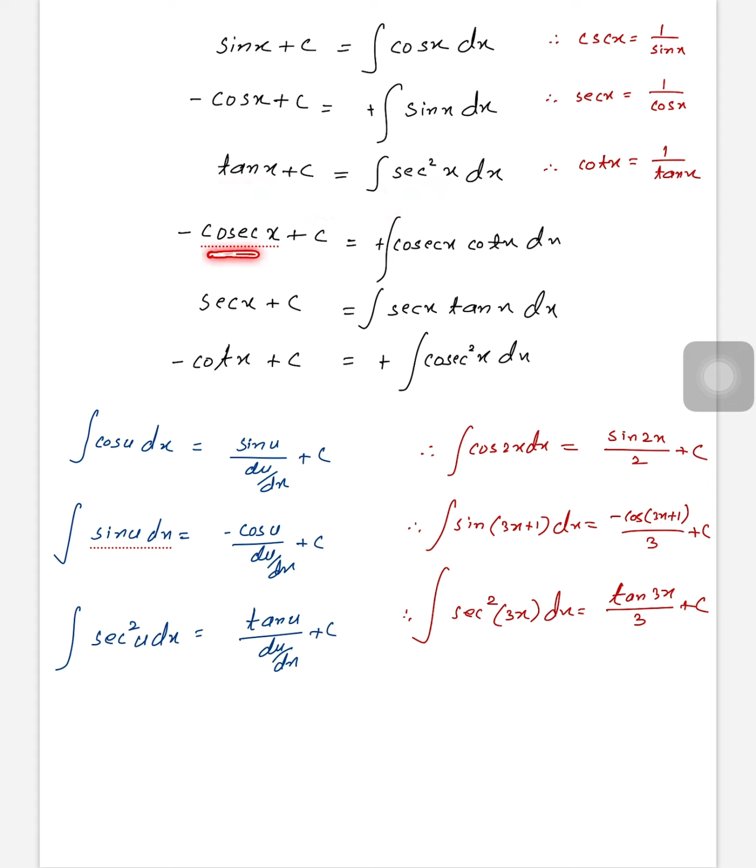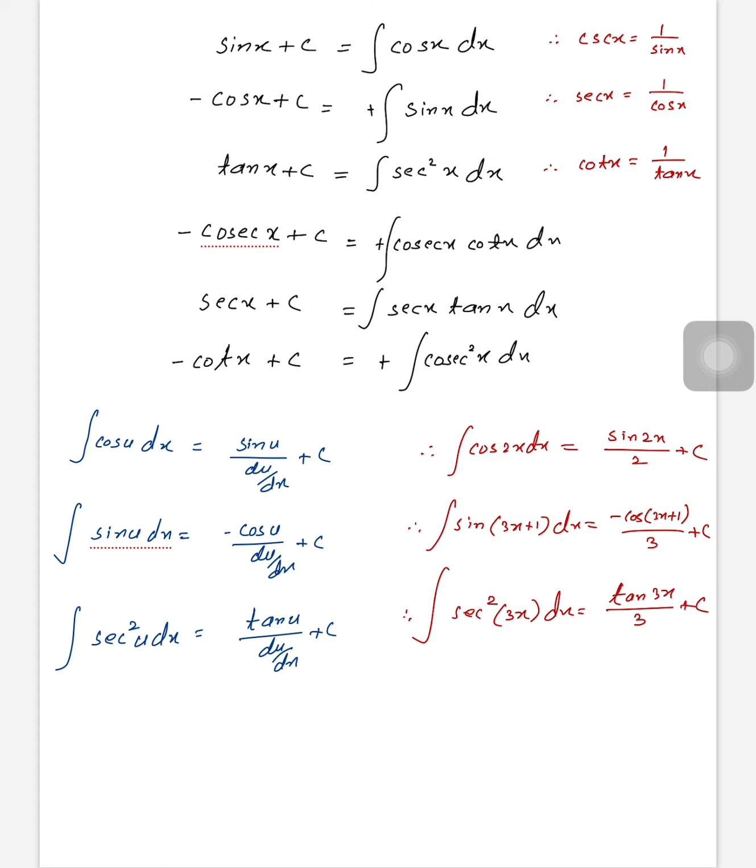Similarly, the derivative of cosecant x is minus cosecant into cotangent. So, the integration of cosecant into cotangent is minus cosecant x. So, we have done the integration part of the trigonometric functions. Now, let us extend these integrations.